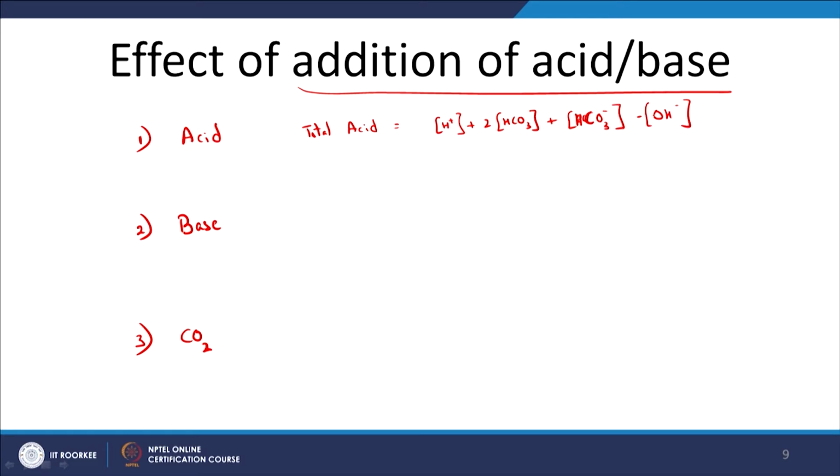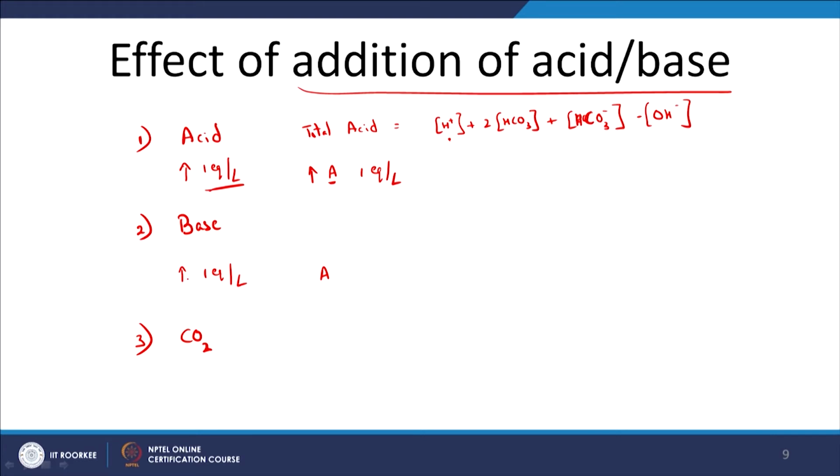So if I add 1 equivalent per liter of acid, how is that going to transform the equation? I am going to end up increasing my H plus. That means when I add acid, it is going to end up increasing my acidity by 1 equivalent per liter. So now let us move on to our particular case of the base. If I add 1 equivalent per liter of base to my solution, how is the total acidity going to change?